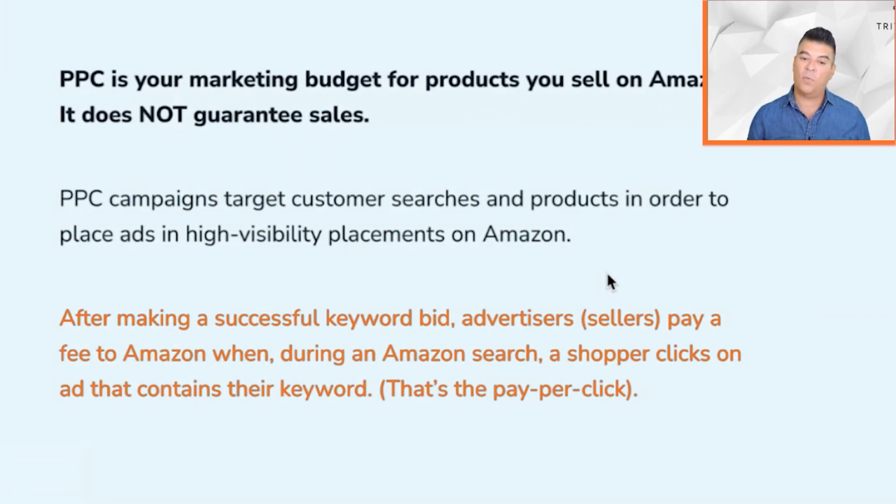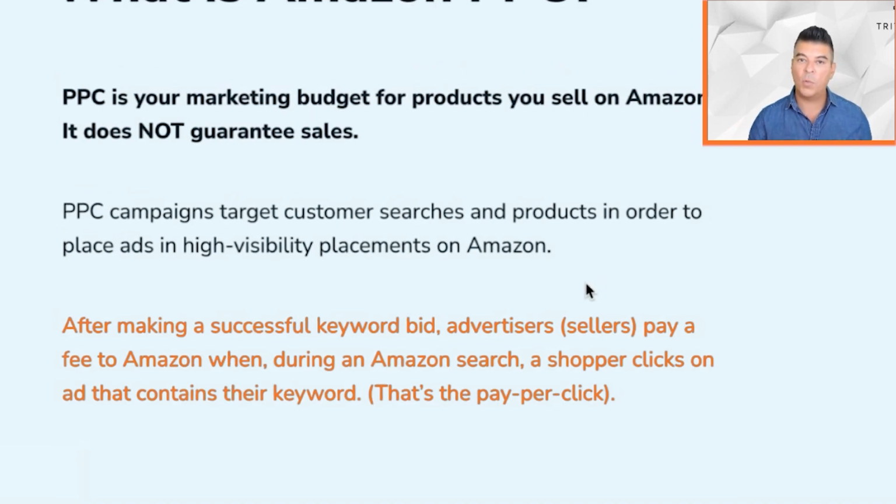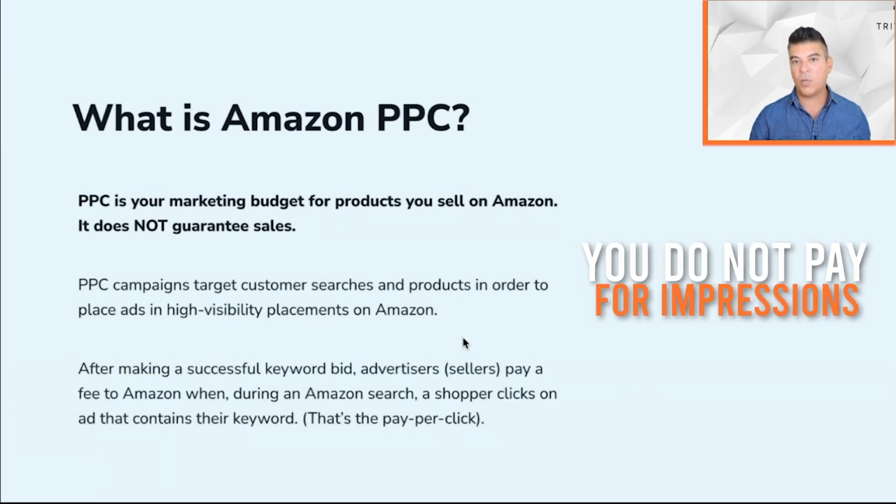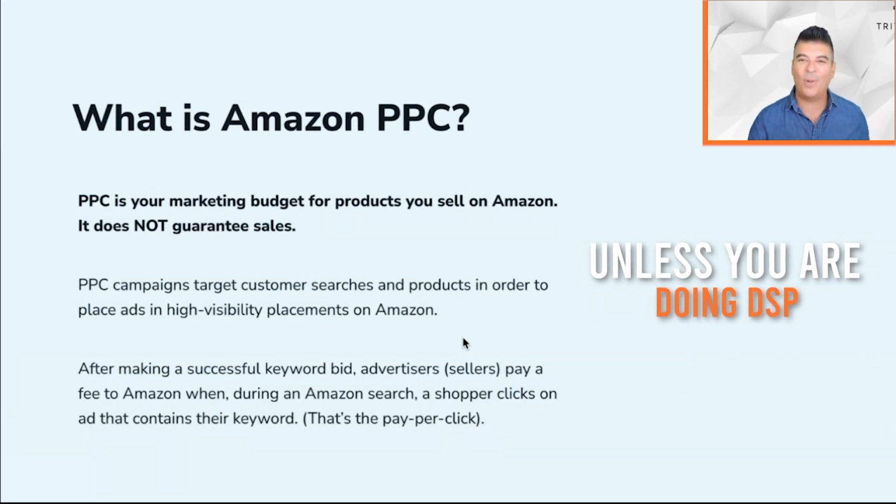After making successful keyword bids, the advertiser, or you, the seller, pays a fee to Amazon when, during a customer search on Amazon, a shopper clicks. So you really only pay if a shopper actually clicks on any of your ads on the search result page or anywhere else. You do not necessarily need to worry about showing up visibly. You do not pay for impressions unless you're doing DSP, but that's a whole other thing.